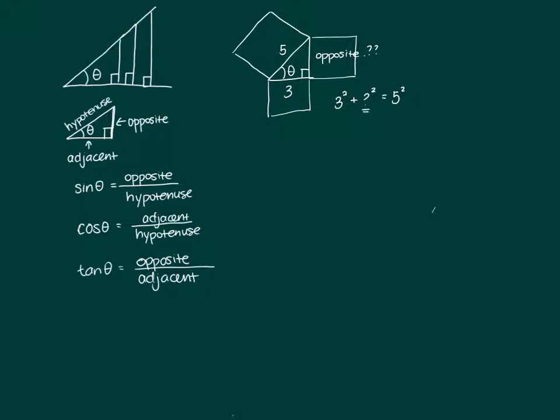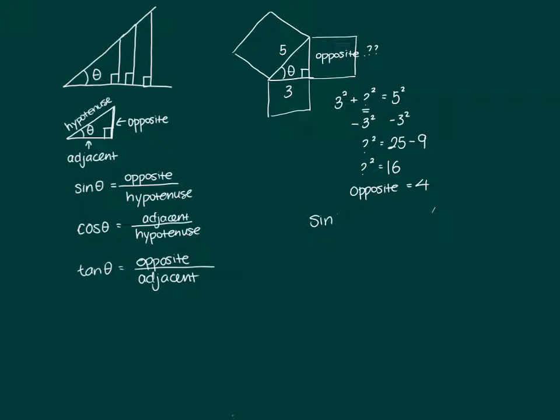Because we want to solve for this question mark, we subtract 3 squared from both sides. So we have question mark squared is 5 squared, which is 25, minus 3 squared, which is 9. So this question mark, the opposite side, squared is equal to 16. That means the opposite side has to be 4. Now that we have each of these numbers, we can find the sine, cosine, and tangent of theta.